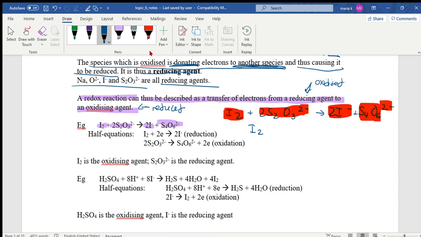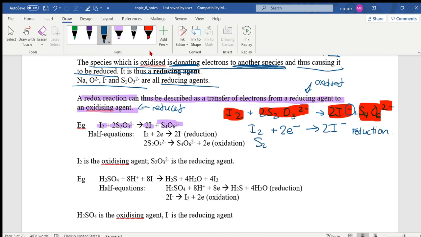Now that is quite easy. To become negative, it will have gained electrons, and so we're going to put 2 electrons here. Becomes 2 I minus. So this here is reduction because it gained electrons.